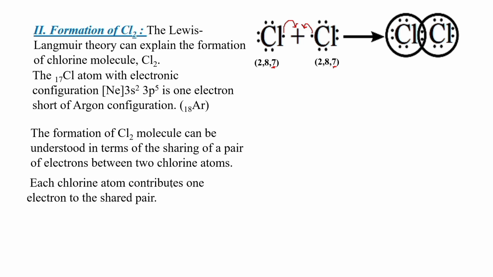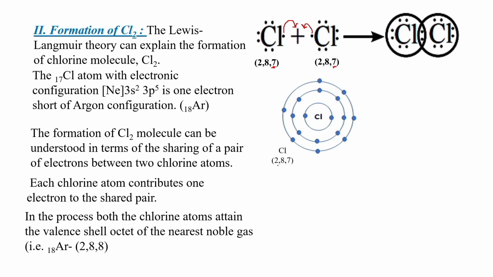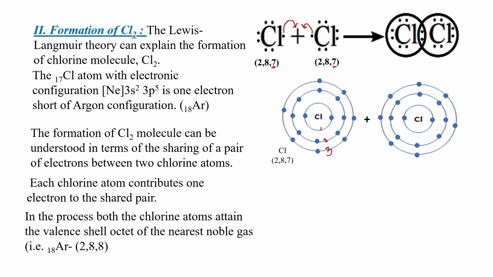Each chlorine atom contributes one electron to the shared pair. In the process, both the chlorine atoms attain the valency shell octet of the nearest noble gas, that is the electronic configuration of argon, which is 2,8,8. Look at the formation of chlorine by using another diagram. Here the chlorine atom contains 2 electrons in the first shell, 8 electrons in the second shell, and 7 electrons in the third shell, means valency shell. Like this, the other chlorine atom is the same.